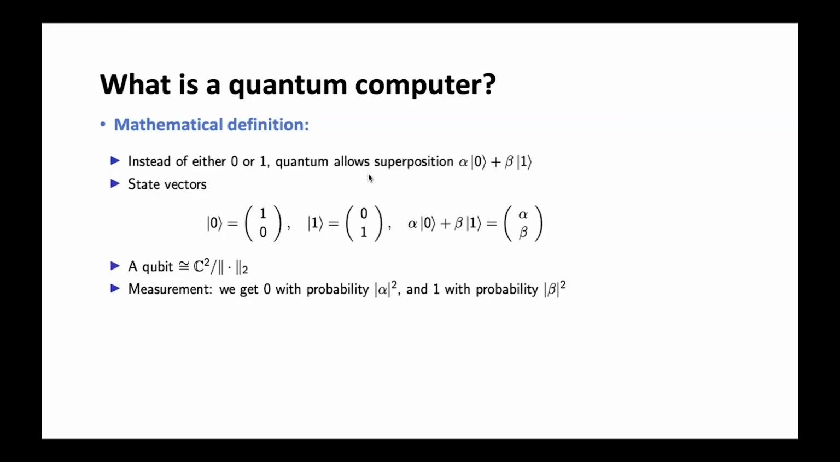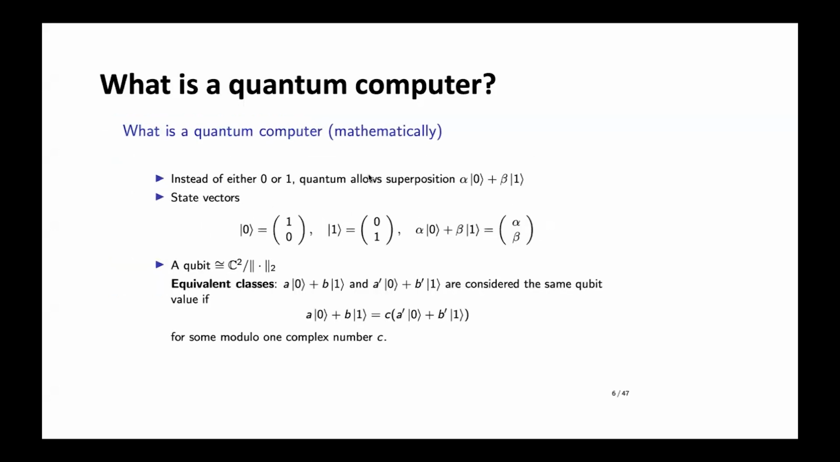So as mathematicians, we know that when you see this symbol, it consists of equivalence classes. So I have to specify what is the notion of equivalence that we are using. And another issue that we discussed the last time is the issue of measurement. So when you have a superposition of that form, we get 0 with probability alpha squared, and 1 with probability beta squared. So what I wanted to say is what is the notion of equivalence classes that we use in connection with this space.